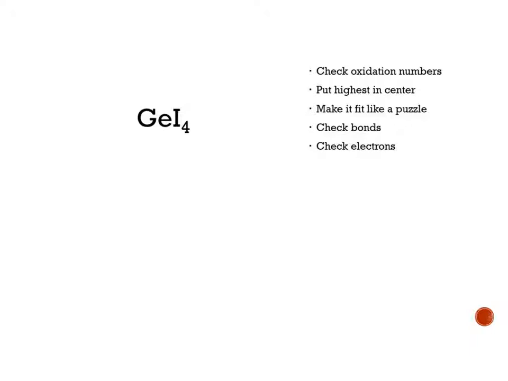All right, let's take a look at this one together, okay? So we have germanium. Germanium is that first element, and our oxidation number for germanium is going to be 4. Our oxidation number for iodine is going to be 1. So which one goes in the middle? Germanium does, okay? So Ge goes in the middle, and then I'm going to spread my iodines all around the Ge. Now, it doesn't really matter where you put your iodines, as long as they're as far apart as they can be from each other. So as long as you spread them out, that's fine.